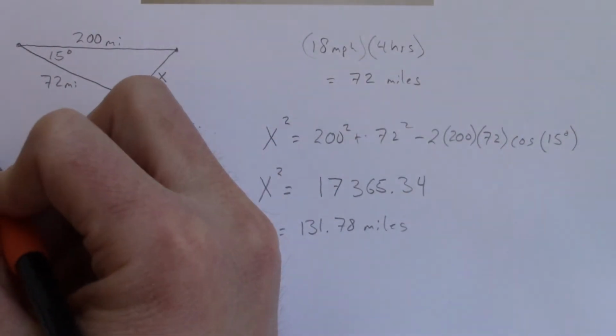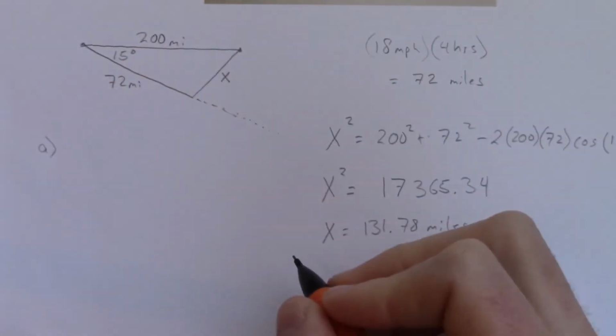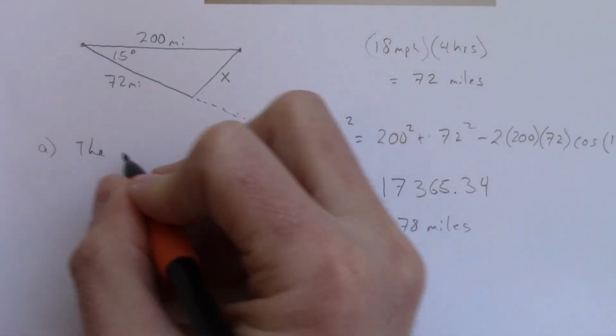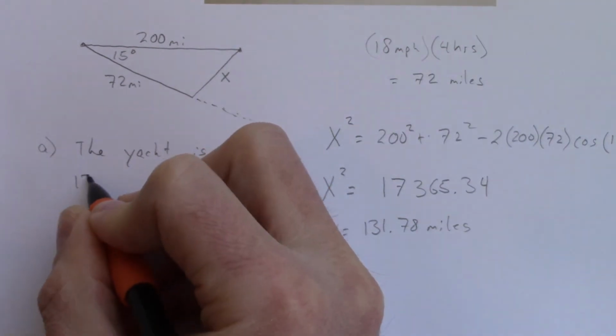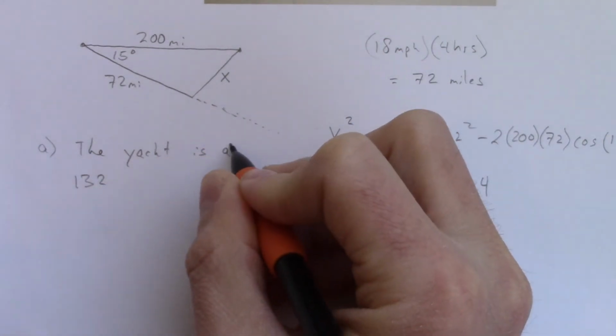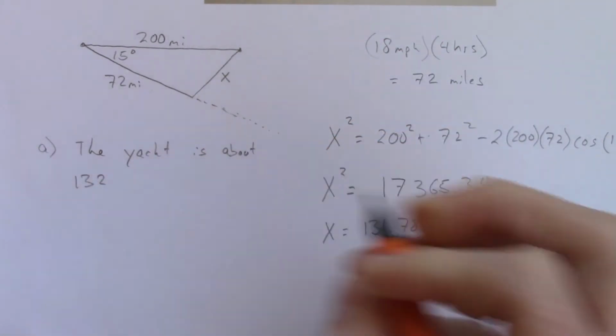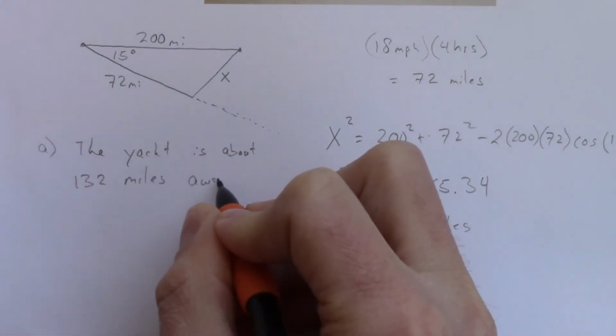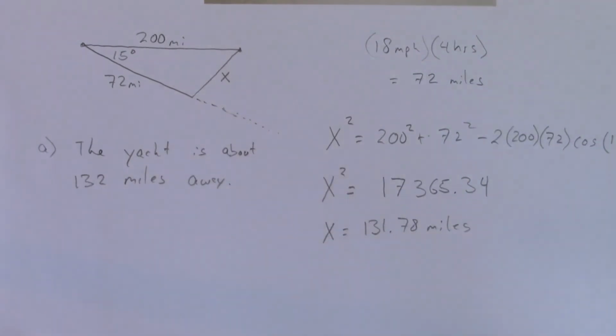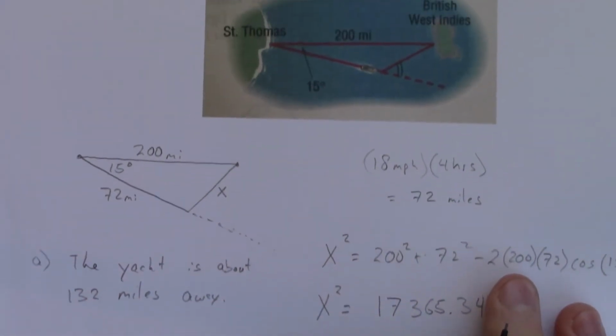So, how far is the yacht, to answer question A, right? Can you see this on the screen? Let's see. The yacht is, I guess I could say about 132 miles away from British West Indies. Okay, so that's the first part. And that's not so bad.